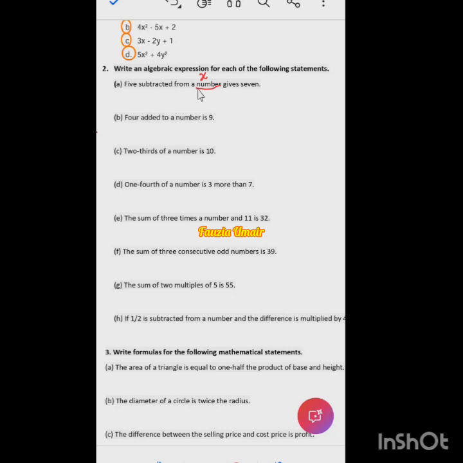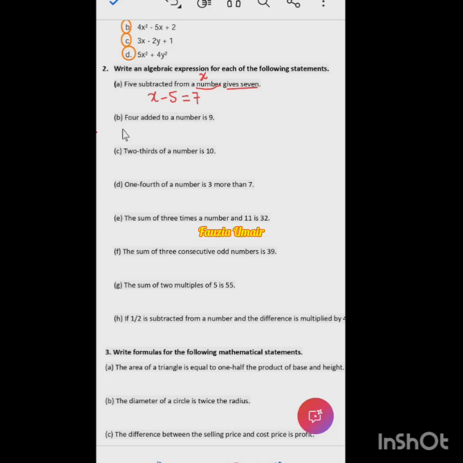5 minus x? No, no, no. 5 subtracted from x. x minus 5. So it's a subtraction. You need to be very careful of the order, right? So 5 is subtracted from x, so x will come first. x minus 5 is equal to 7, right? So this is an equation, not an expression.